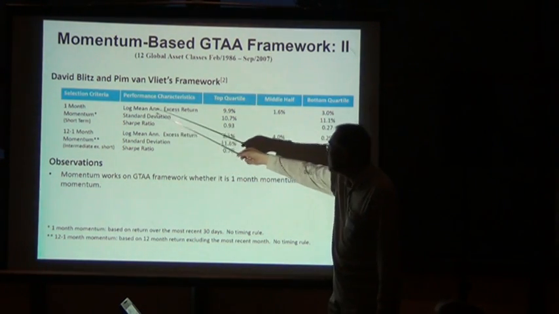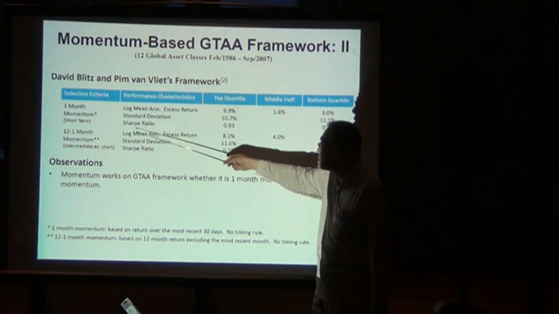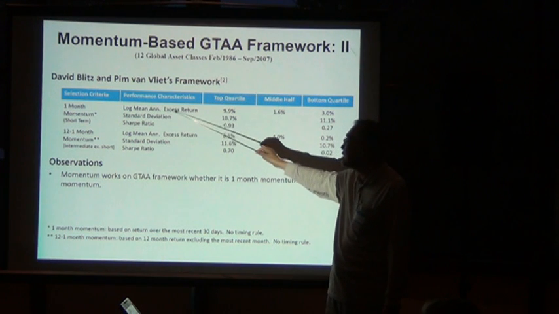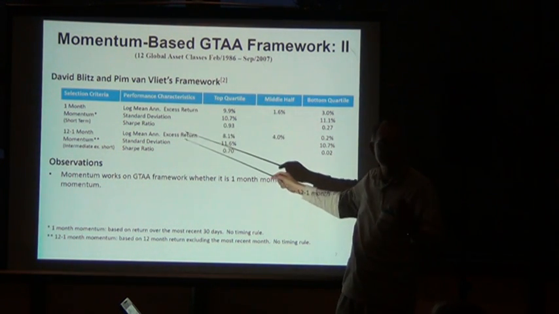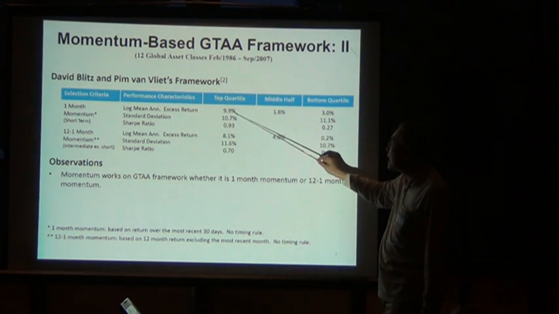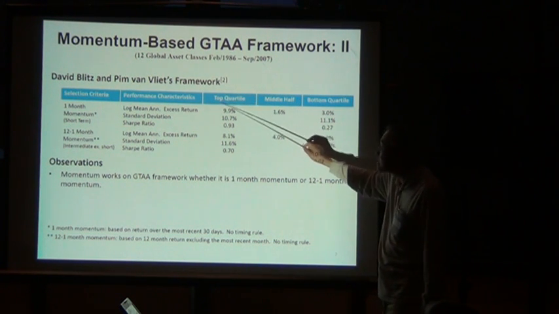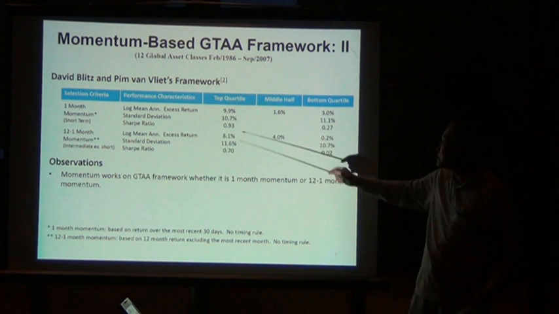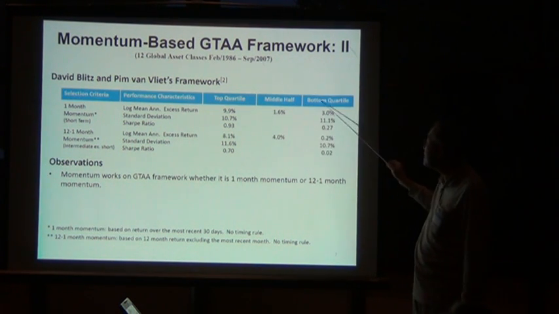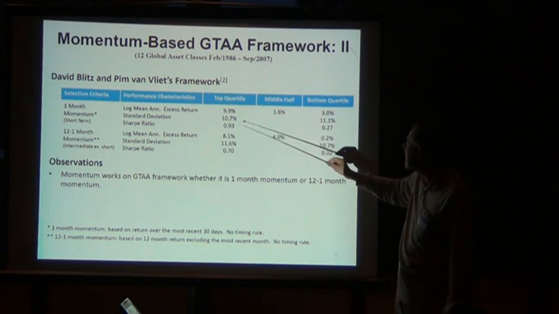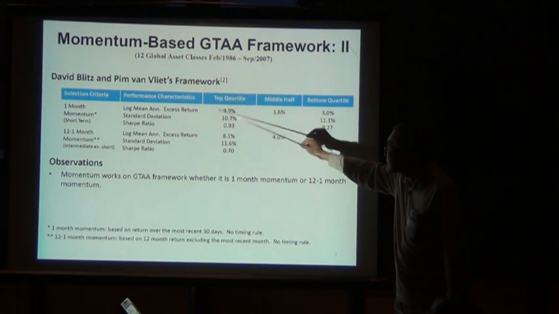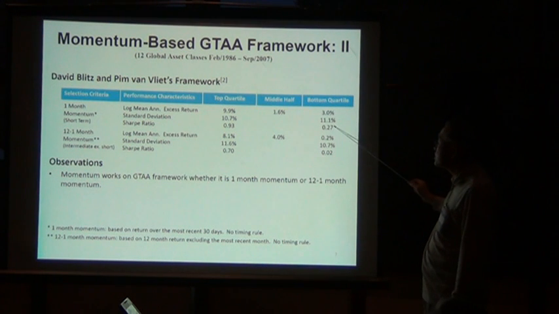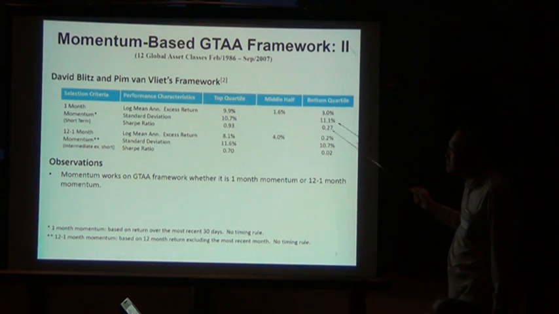On the 1 month momentum, which is obviously a short-term model, the log mean annual excess return above the risk-free return is 9.9 for the top 3. That is the top quartile, 1/4 of 12 equal to 3. And then the middle half and the bottom quartile. So you can see that the Sharpe ratio of the top quartile is actually quite good. The bottom quartile is doing very poorly.